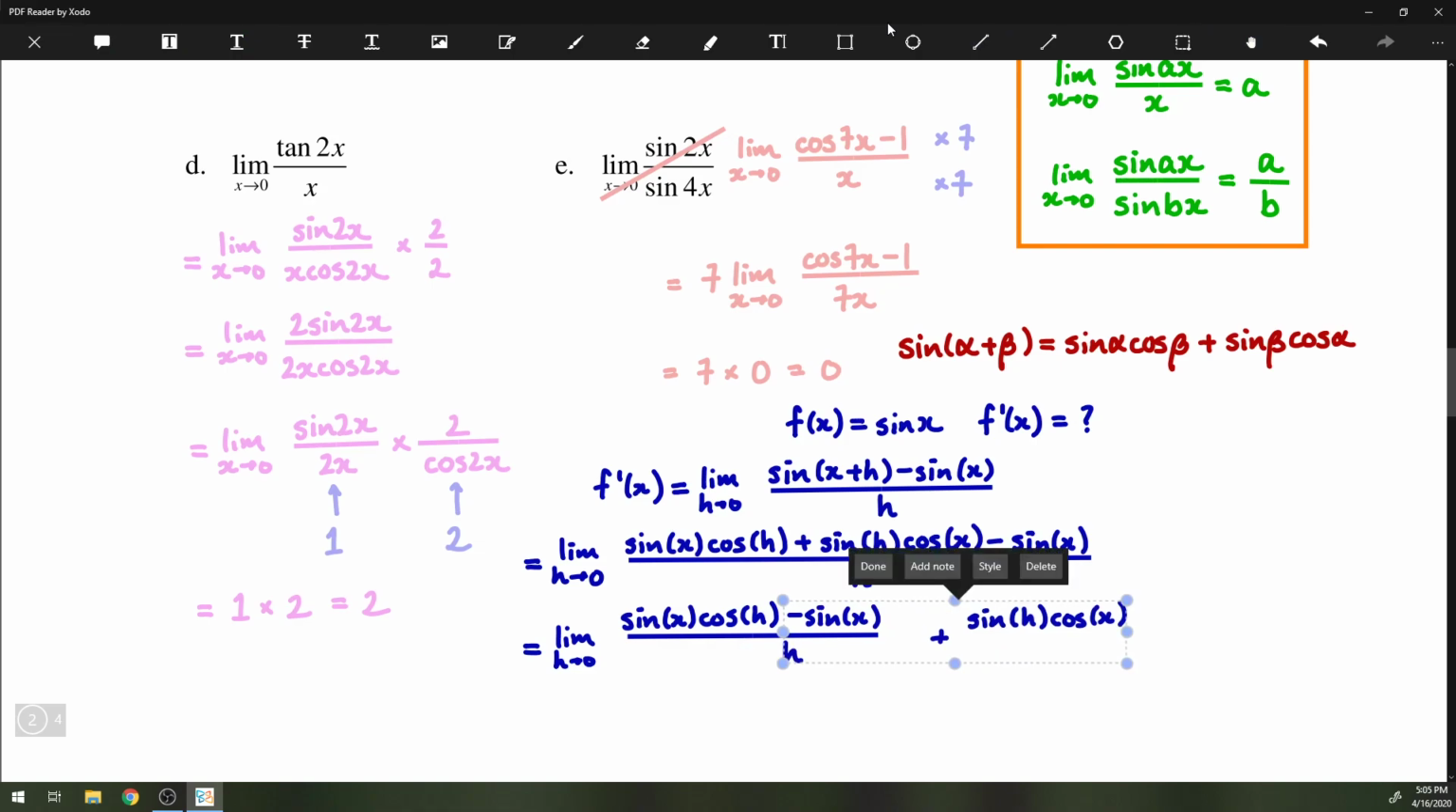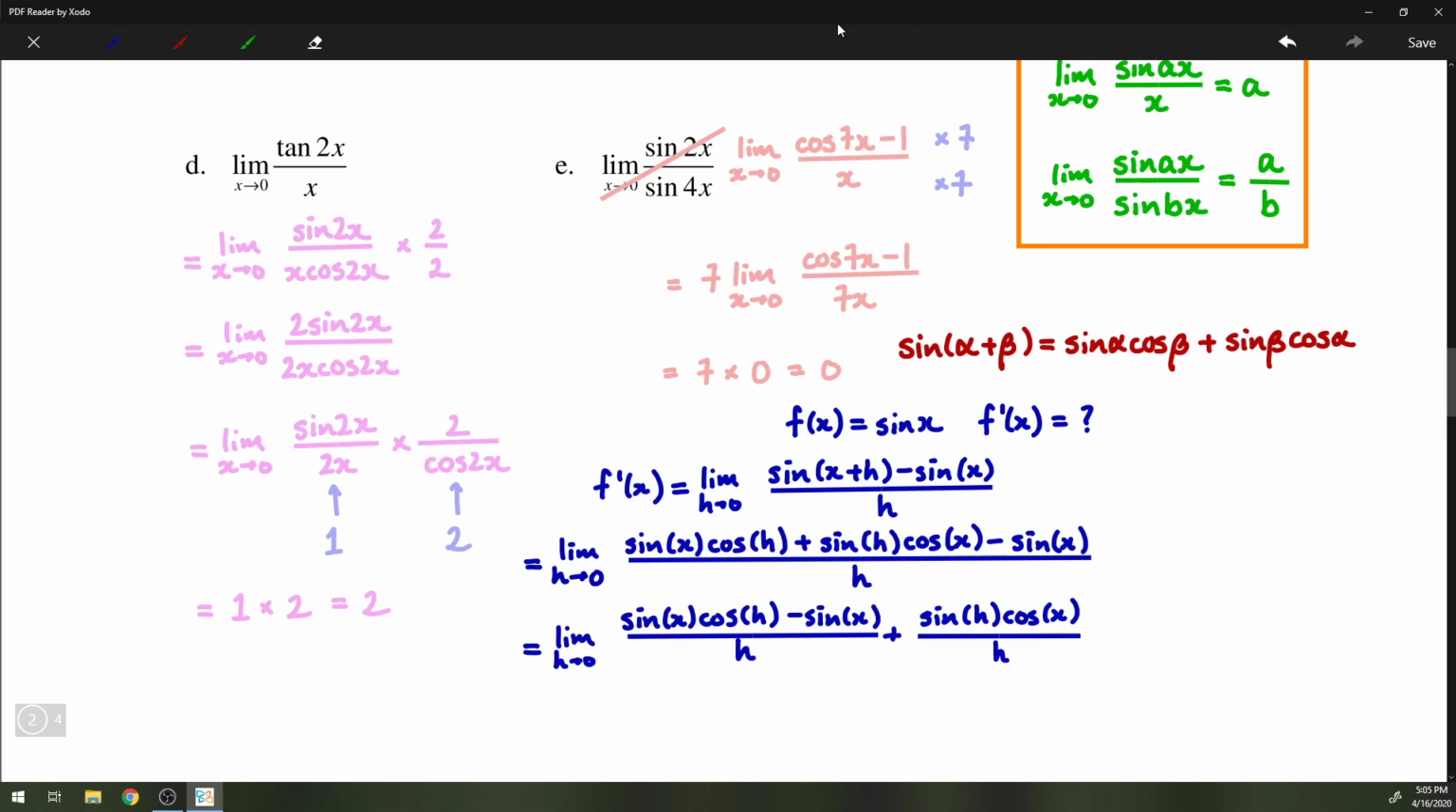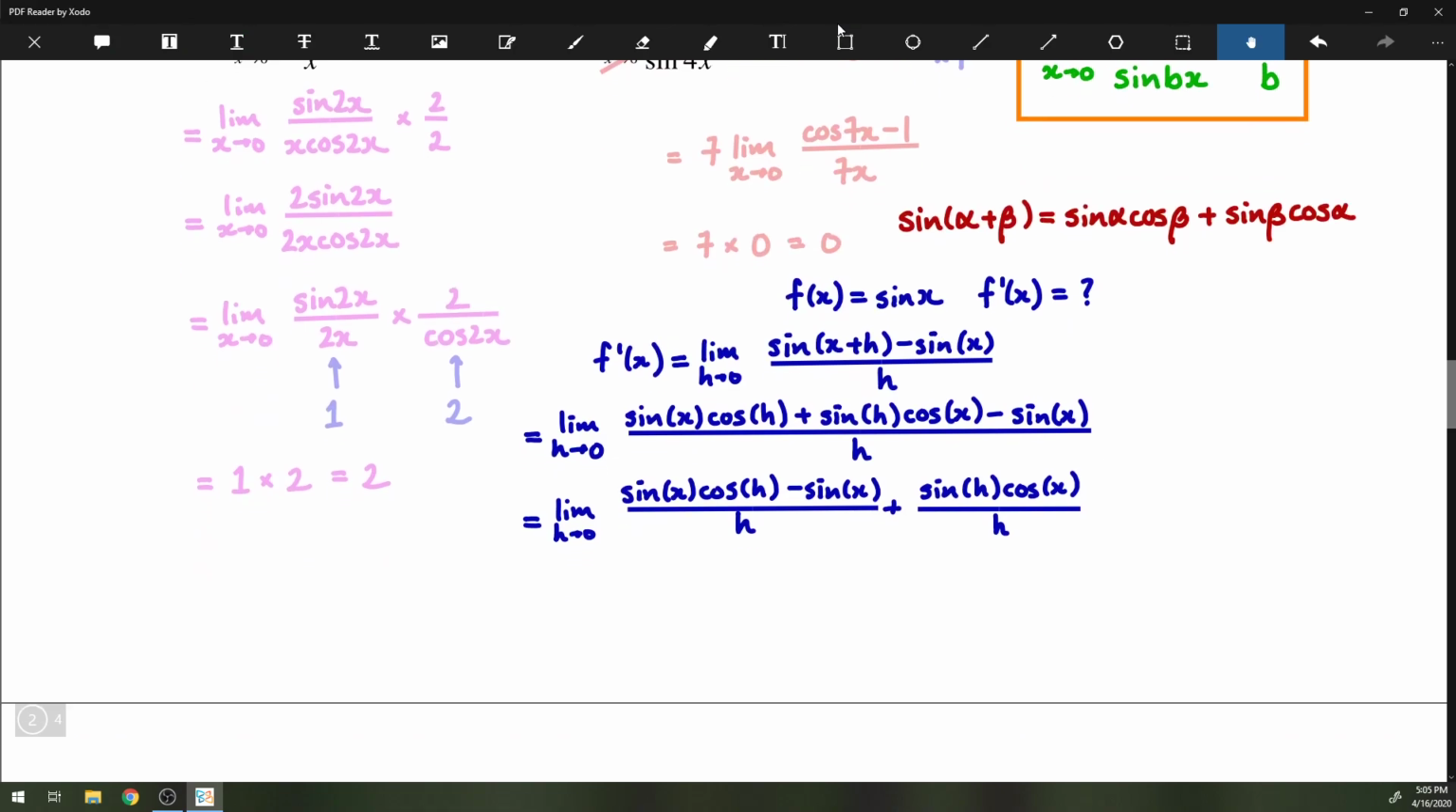Oops. Uh-oh. Sorry about that. Let's see. Okay, let's continue. So now you'll notice that h is the variable that's being manipulated here. So in the first term, we can factor out sine x. So we can rewrite this as sine x times the limit as h approaches 0 of cosine h minus 1 all over h.